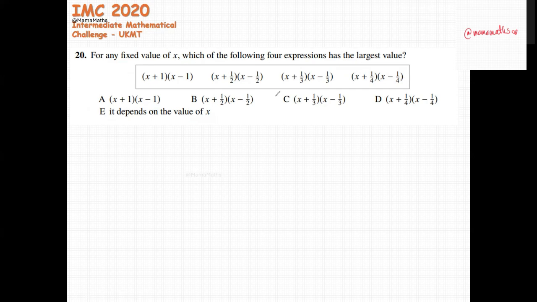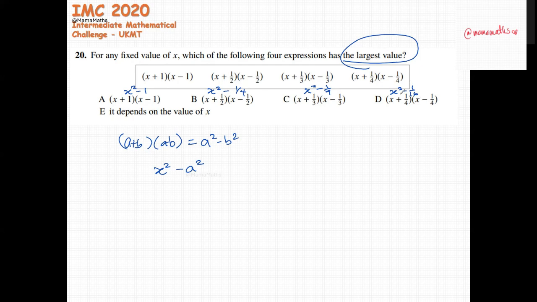Basically, these are differences of two squares. If you have a plus b times a minus b, this is the same as a squared minus b squared. So each of these is in the form x squared minus a squared. So we have x squared minus 1, x squared minus 1/4, x squared minus 1/9, and x squared minus 1/16. The largest value is the one with the least subtraction. So that's letter D.